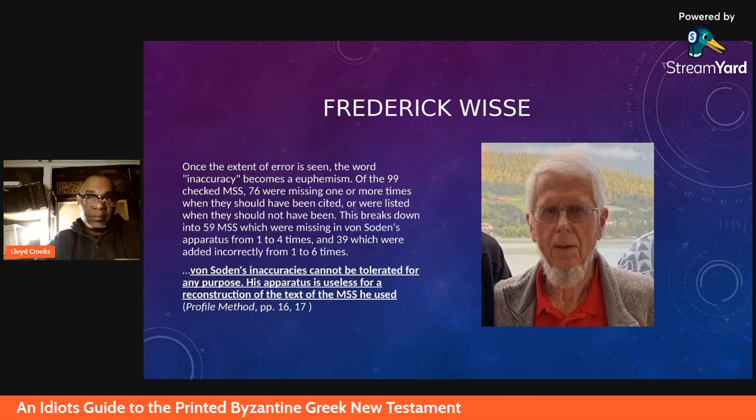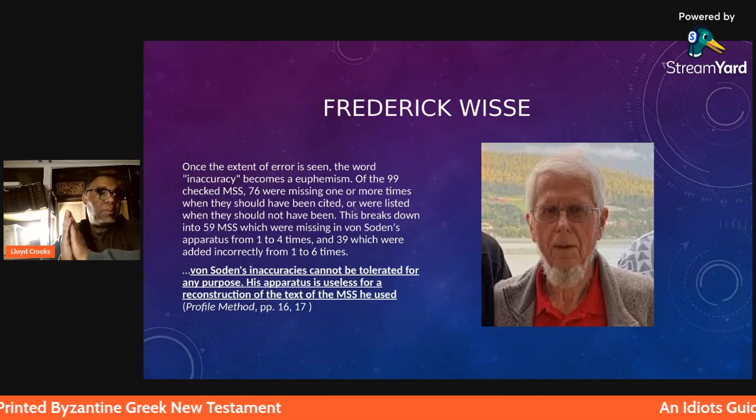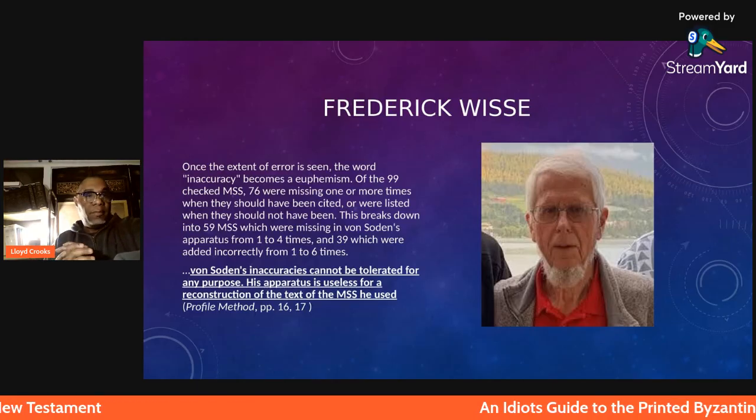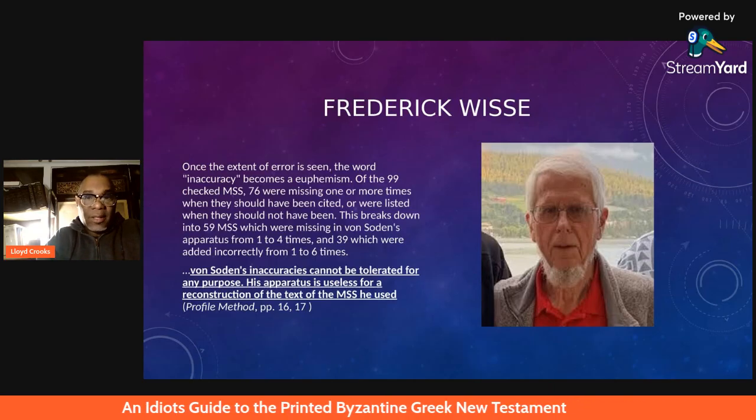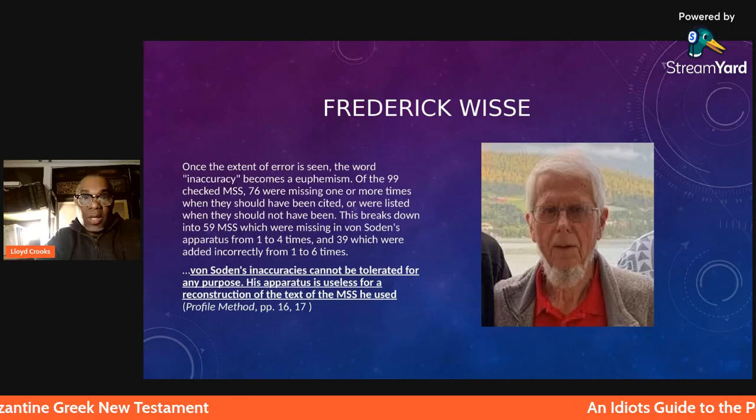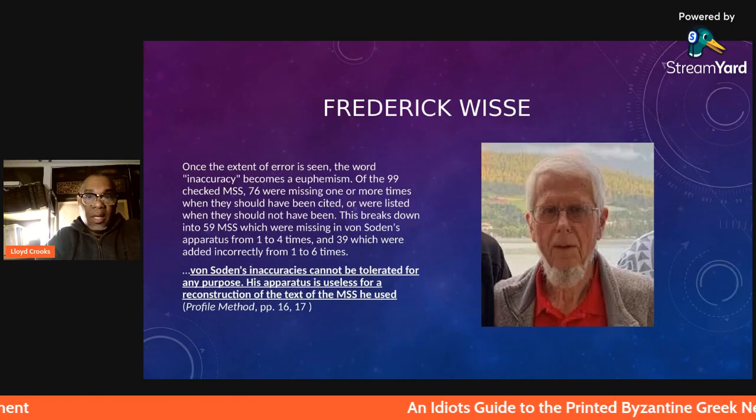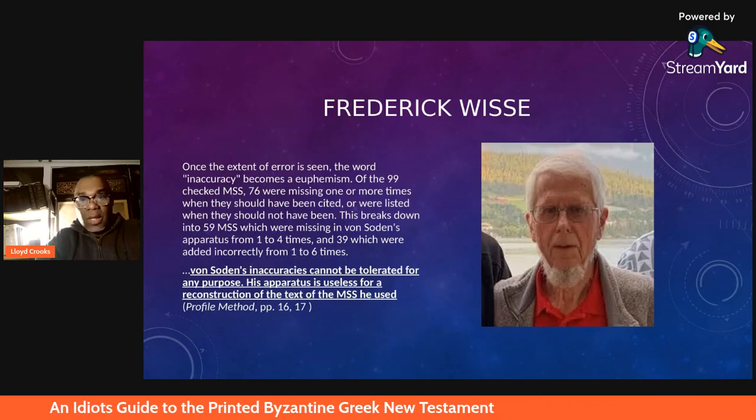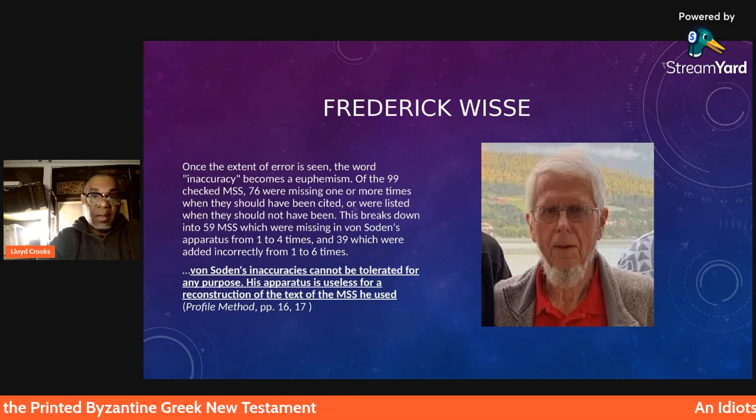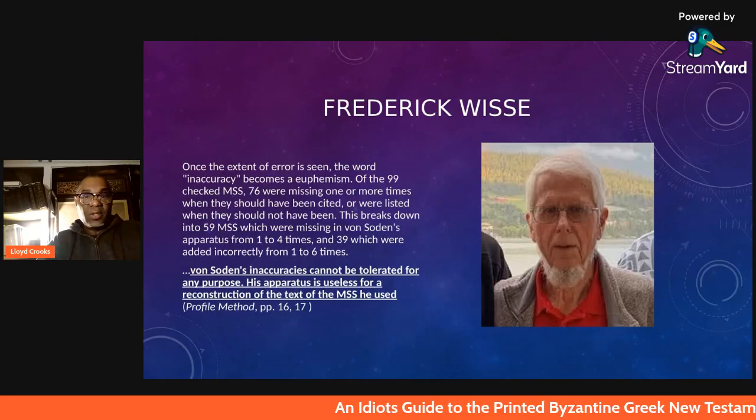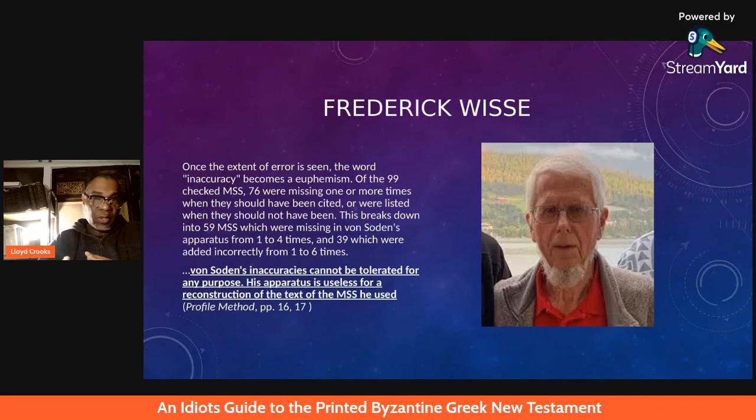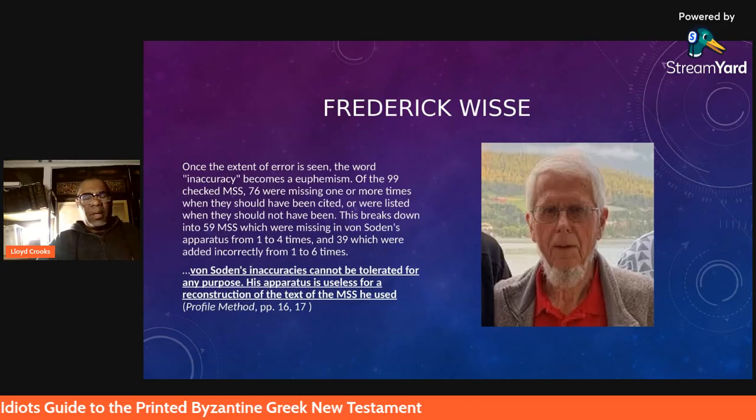Frederick Wisse did a book called The Claremont Profile Method. If you can get your head around it, it's really good. Once the extent of error is seen, the word inaccuracy becomes a euphemism. Of the 99 checked manuscripts, 76 were missing one or more times when they should have been cited, or were listed when they should not have been. This breaks down into 59 manuscripts missing in von Soden's apparatus from 1 to 4 times, and 39 which were added incorrectly 1 to 6 times. Von Soden's inaccuracies cannot be tolerated for any purpose. His apparatus is useless for reconstruction of the text of the manuscripts he used. That's his book, The Claremont Profile Method.